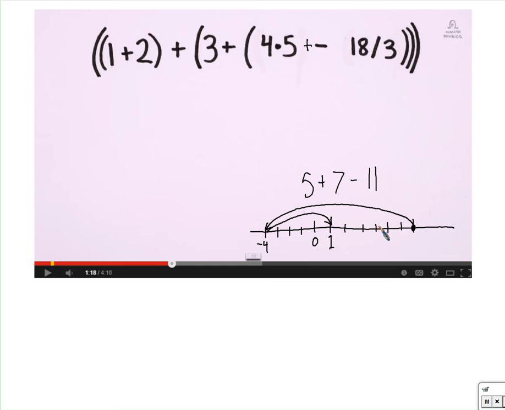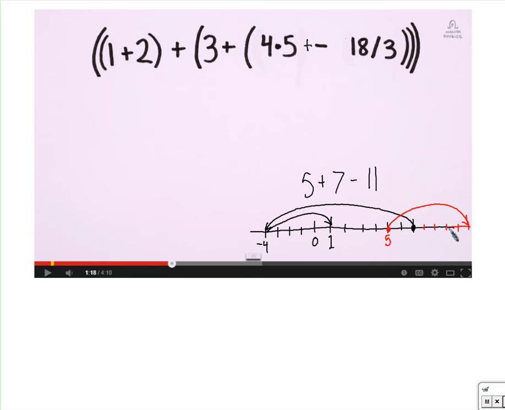I'll do that in red so that we can distinguish. So 5, 1, 2, 3, 4, 5, yeah. So start at 5, go up 7. So 1, 2, 3, 4, 5, 6, 7. So we add 7, 5 plus 7. And now we're going to come back 11.